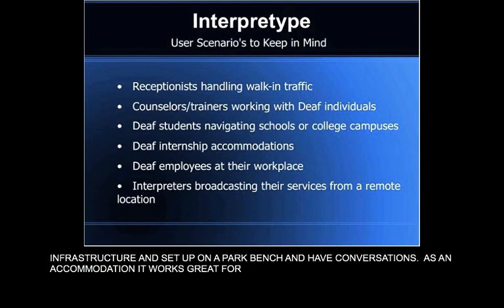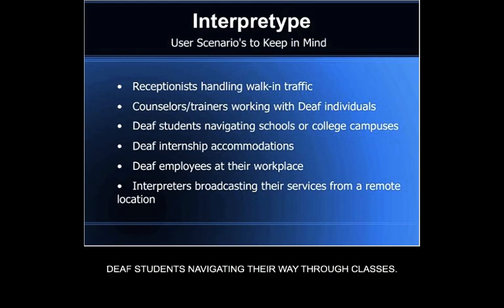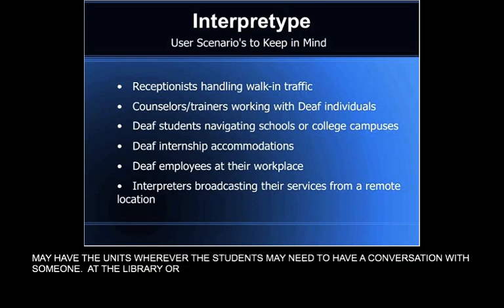A lot of schools have set up an infrastructure of Interpretype at all the student access points, like campus safety, housing. They may have these Interpretype units wherever the students may need to have a conversation with someone at the library or whatnot, so that they can easily communicate with the people along the other side of the counter.